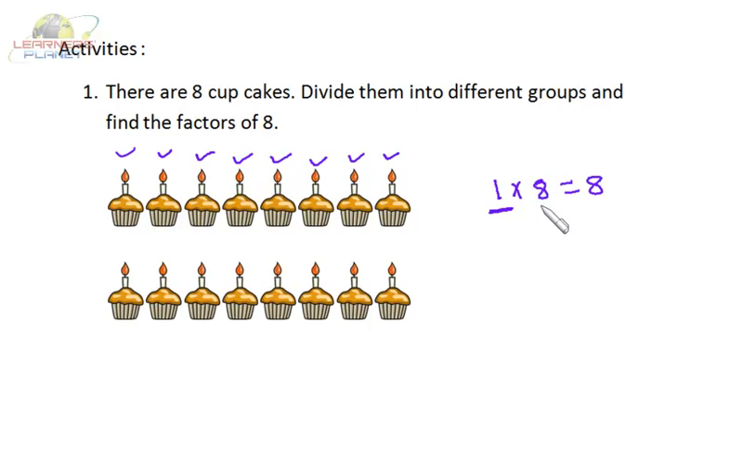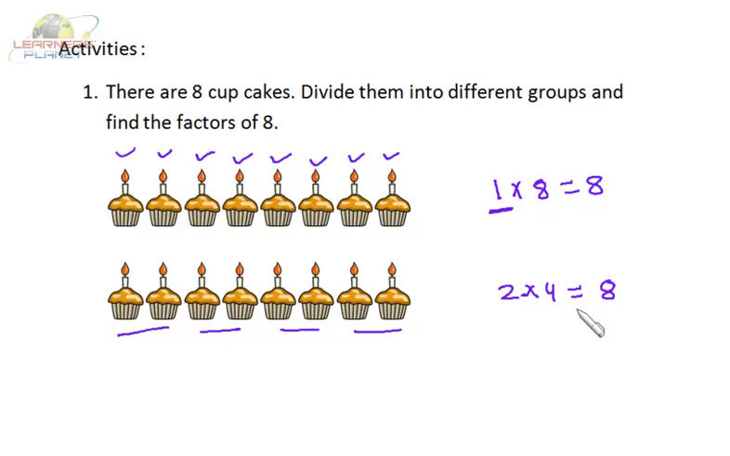Now let's take with the 2. So it's 2, 2, 2, 2. So it's first kid, second kid, third kid, and fourth kid. So if I wish to give 2 pieces, I can give the pieces to 4 kids. So 8 can be distributed in 2 into 4 manner. That means 2 and 4 both are the factors of 8.